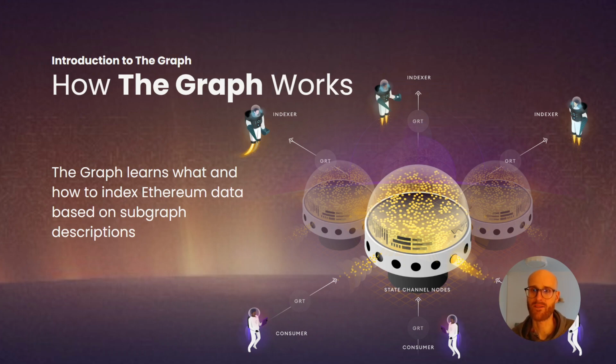Now let's have a look at how the graph works. The graph network learns what and how to index and which data to index based on subgraph descriptions. These subgraph descriptions are known as the subgraph manifest. The subgraph manifest defines the smart contract of interest for a subgraph, the events in this contract the graph node needs to pay attention to, and how to map event data to the data that the graph will store in its database. And once a developer has written such a subgraph manifest, you can use the graph CLI to store the definition in IPFS and to tell the indexer to start indexing data for that subgraph.